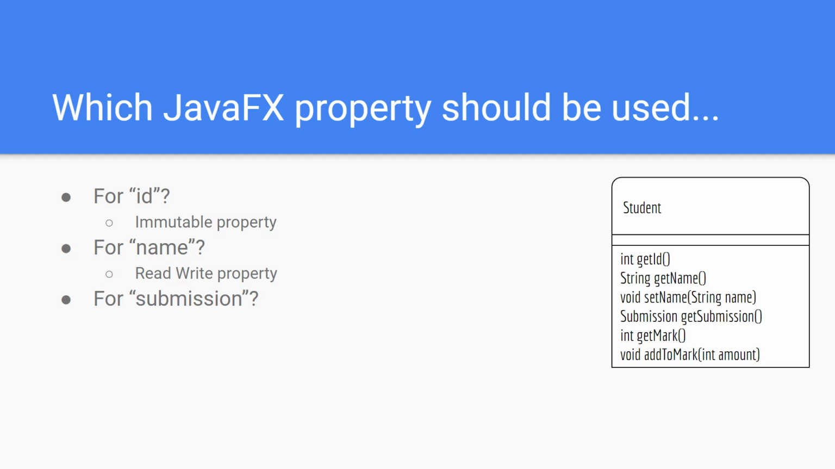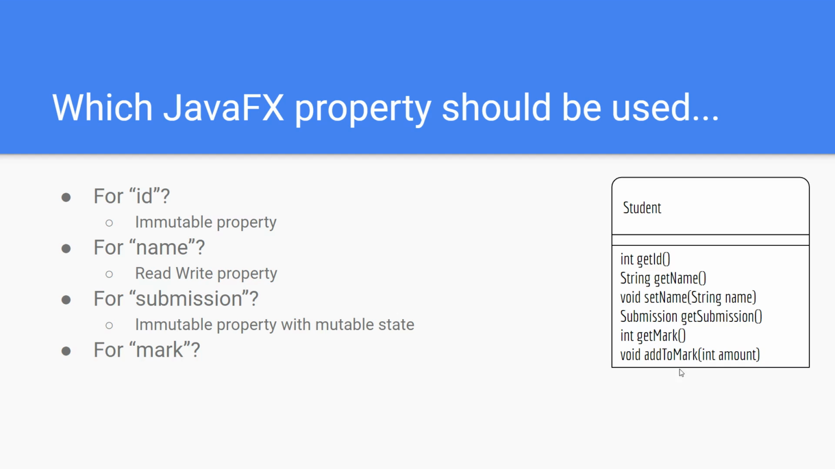Next, submission. Submission doesn't have a setSubmission, so you might initially think it's an immutable property. But just imagine that inside of submission, there were some other properties. We don't know what they are, but let's just say there are some other properties. And those could potentially change, right? So we call this an immutable property with mutable state. So the state of the property changes, but the property itself stays the same.